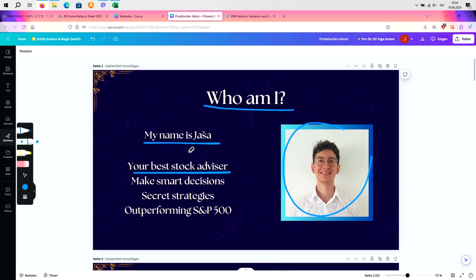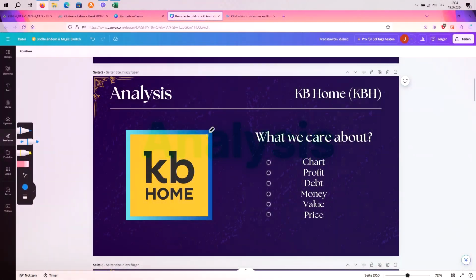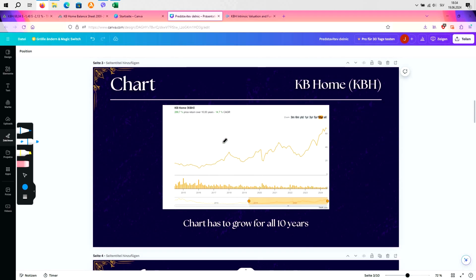So without further ado, let's go straight into the analysis, okay? This is a very straightforward, simple and beginner-friendly analysis without any bullshit, because I don't want to be your professor at the university who just talks shit and is still broke, okay? So as a complete beginner, what you actually care about is chart, profit, debt, money in the bank account, value and price, okay? So let's go straight into it.